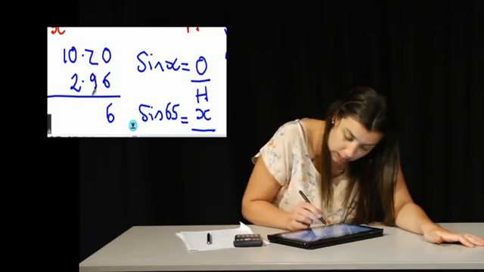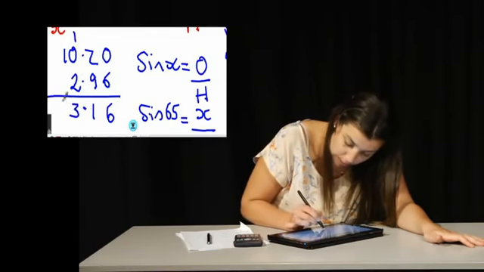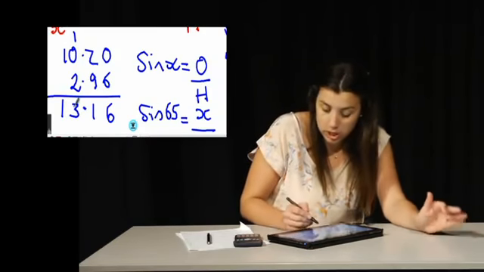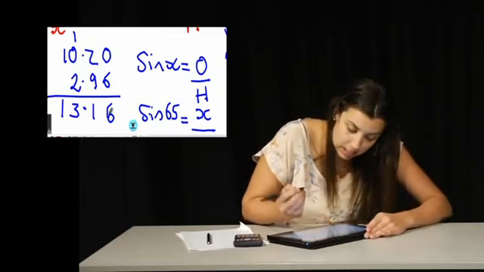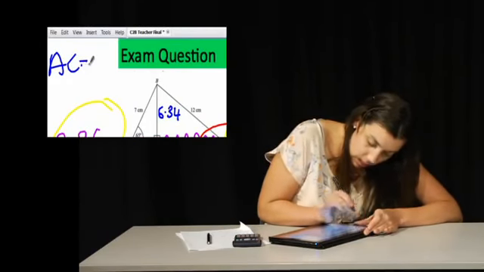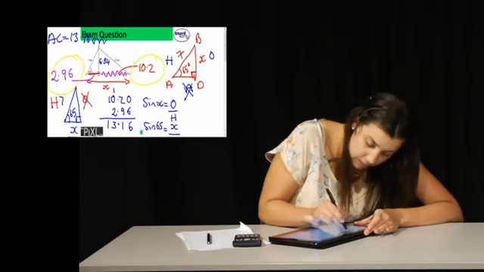6 add 0 is 6. 2 add 9 is 11. Put my decimal point in. 3, 1. So the length from A to C equals 13.16. Make it clear to the examiner. Find a space. Write it down. AC equals 13.16 centimetres.